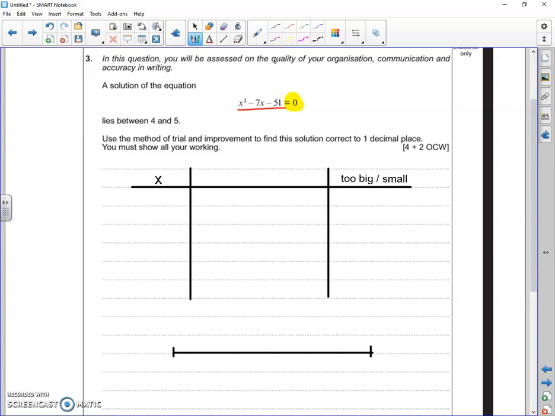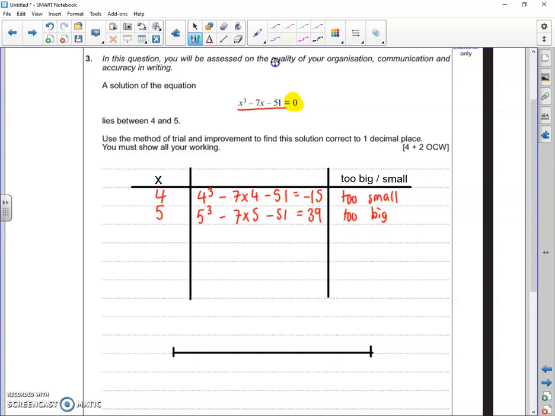So if we start by trying 4, you would type it in as 4 cubed minus 7 times 4, take away 51, and that comes out as minus 15, which is too small. And try 5 as well, just to make sure you're typing it in properly. So 5 cubed minus 7 times 5, take away 51, that comes out as 39, which is too big. So we know we're typing it in properly because 4 is too small and 5 is too big.